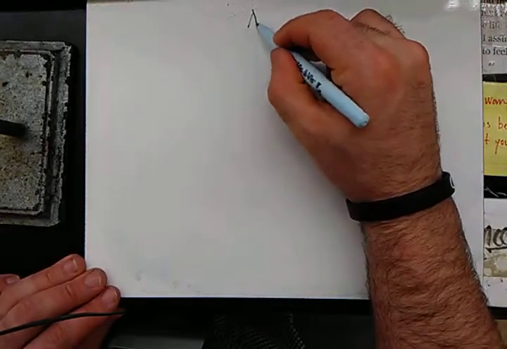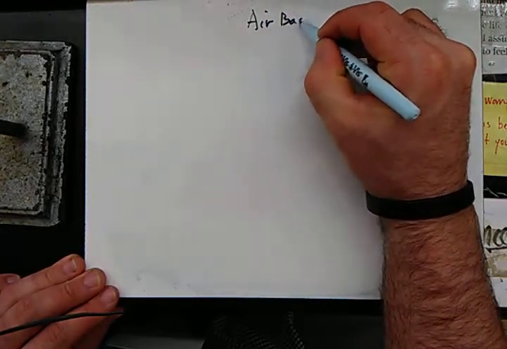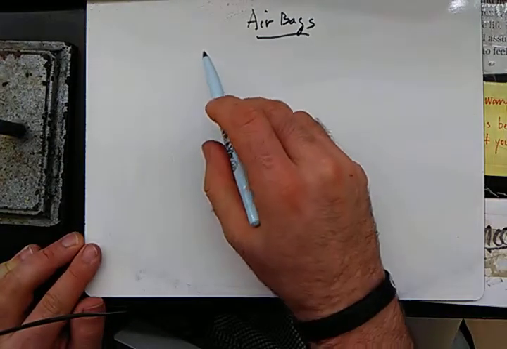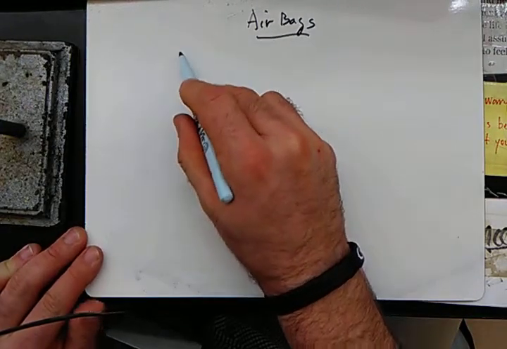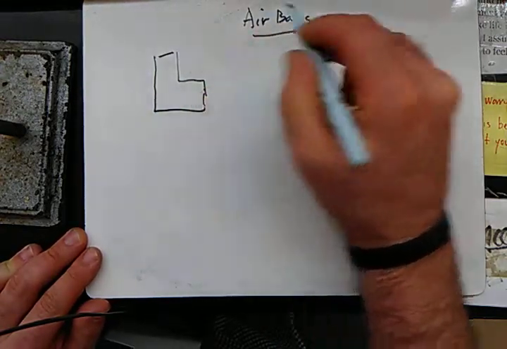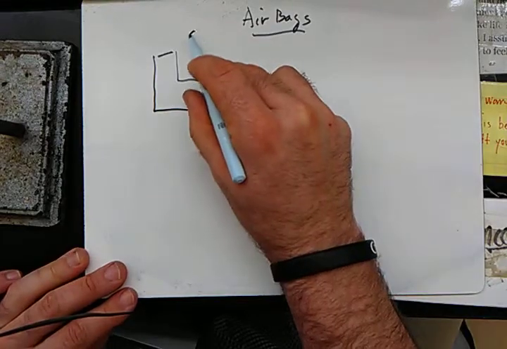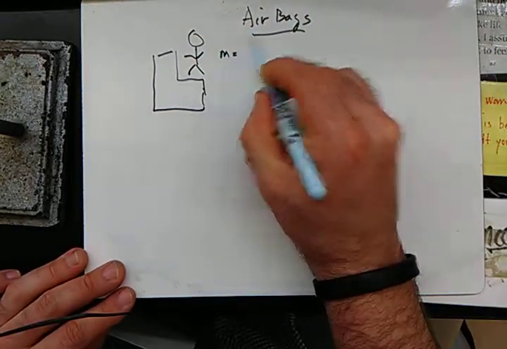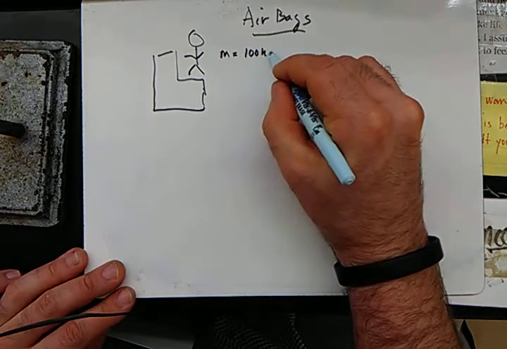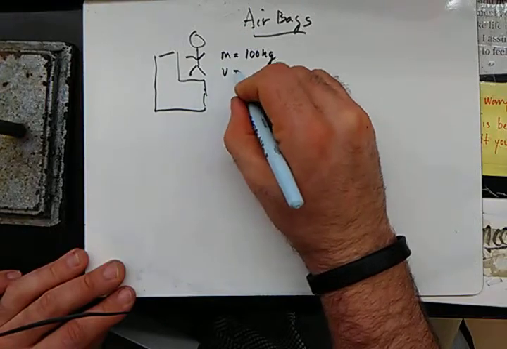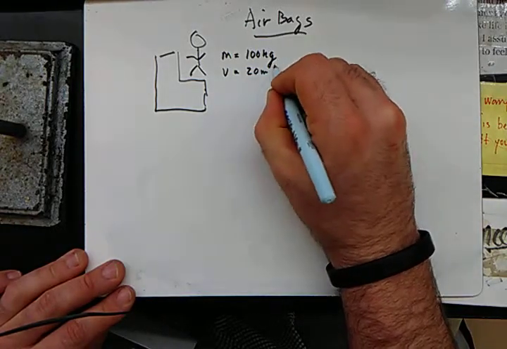Guys, this video is about airbags in a car. All right, so let's say that you are sitting in your seat and driving your car. I'm going to give you a mass of 100 kilograms. It's about what I'm pushing these days. Let's say the car is going 20 meters a second.